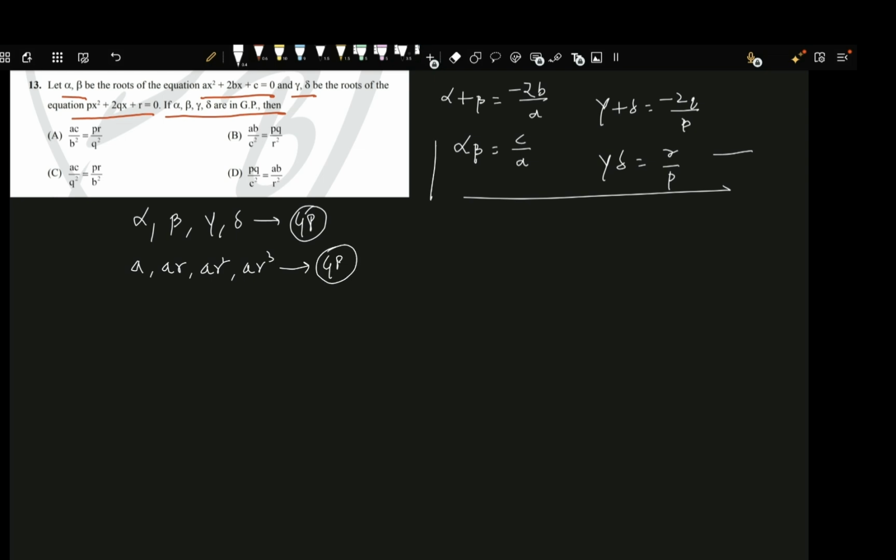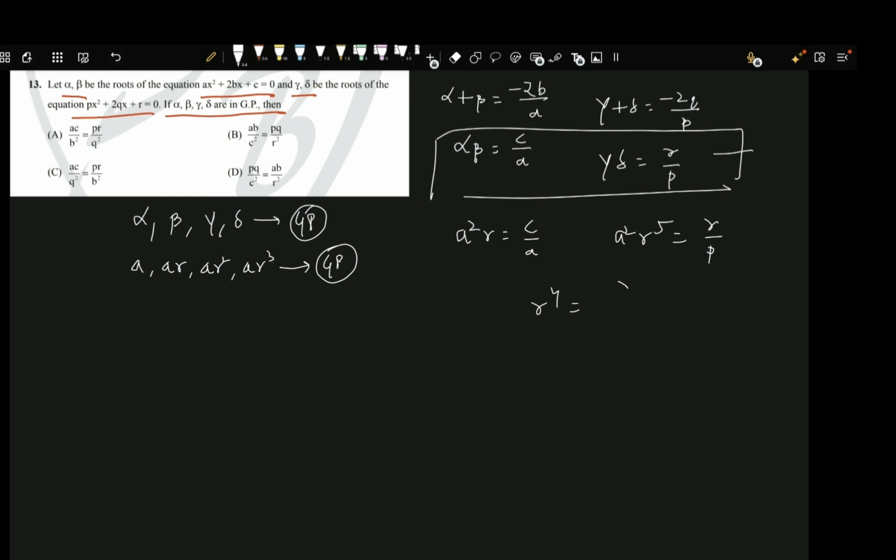Let's use these equations first. Alpha beta is A into AR, which is A square R, equal to c by a, and gamma delta is A square R to the power 5, equal to r upon p. Let's divide these. We will get R to the power 4 is equal to r upon p into c upon a, right? So this is what we get. This is our first equation.